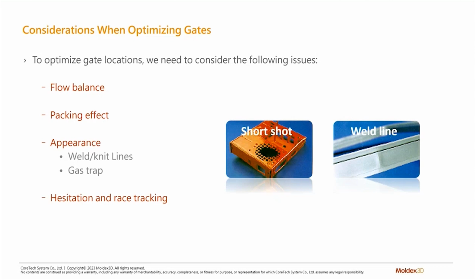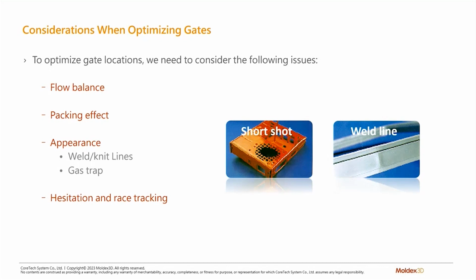So what are some of the considerations when optimizing the gate? There are several factors that we need to consider when designing the gate, and we want to make sure that the gating location and the strategy we choose is the best for our parts. We need to consider the flow length, right? The next thing we need to consider is how the packing is going to influence the part design. And based on the packing, we need to figure out what would be the optimized gate location and the size for our part.